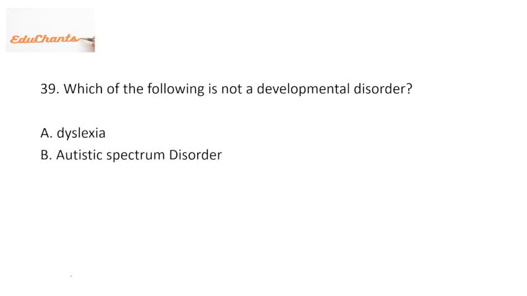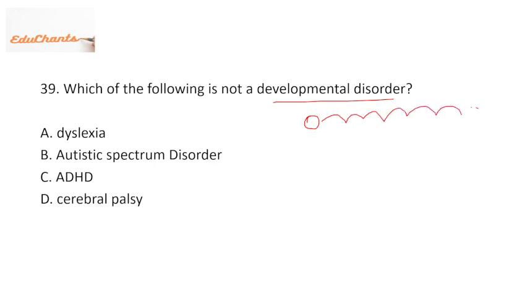Next is, which of the following is not a developmental disorder? Developmental means a type of disorder which is seen at the early stages, and it grows as you get older. And which is not a developmental disorder? It is dyslexia, a reading or comprehension disorder, you can say learning disorder. Rest of them, autistic spectrum disorder, ADHD, cerebral palsy, these are developmental disorders. Developmentally, they are different. But dyslexia is not developmental; it is quite contextual, right?